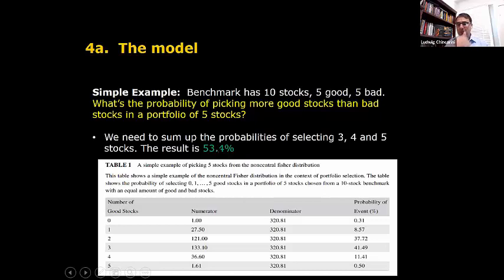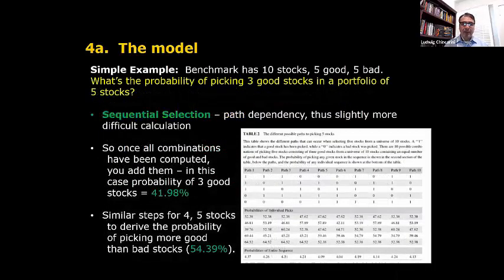Okay, and this is similar to other statistical techniques like binomial, whatever you might use. It's just the actual numbers are different because of the way we have a skill in the manager's picking. The result is 53.4%. So the probability that the manager has more good stocks than bad stocks is 53.4%, which makes sense because they're supposed to be skilled. Okay, so let's keep moving.